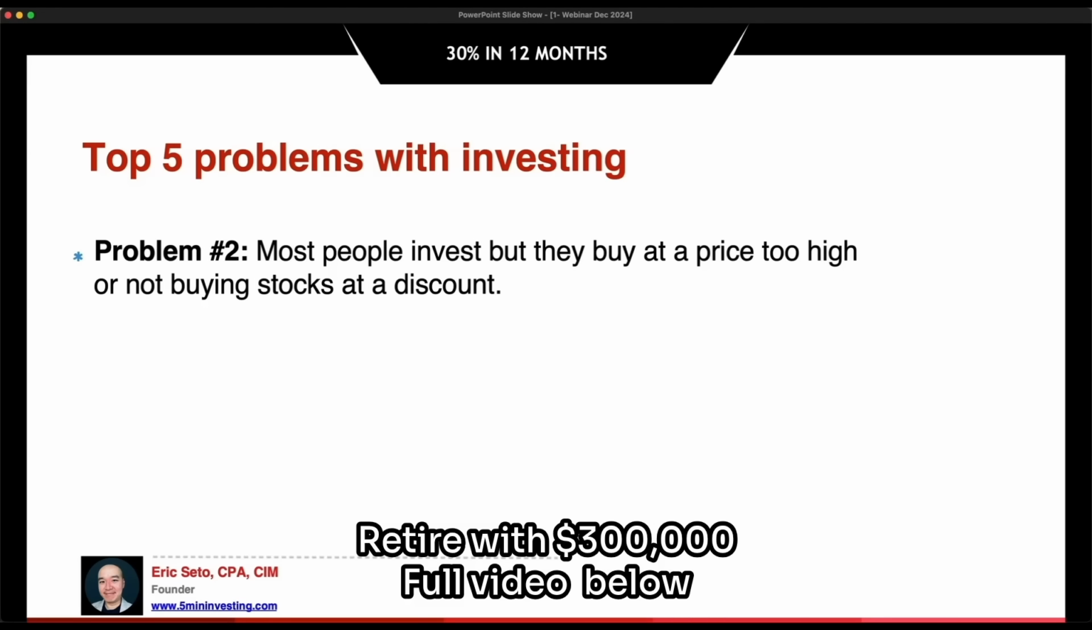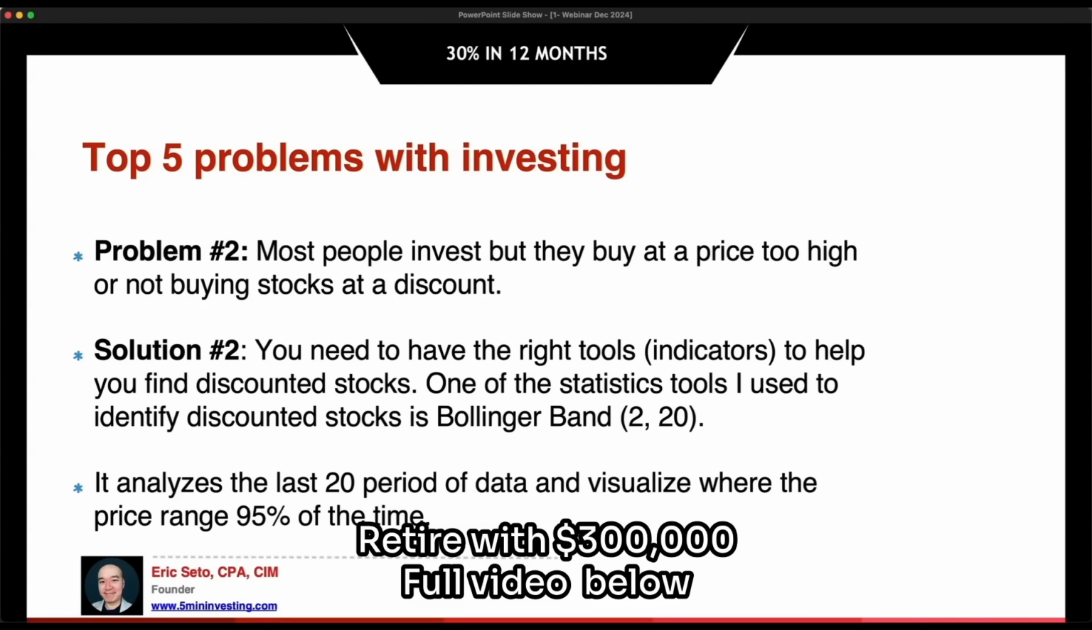Now, number 2, most people invest, but they buy at a price that is too high or not buying stocks at a discount. You need to have the right tools, basically indicators, to help you find discounted stocks. And that is really the principle for long-term investing, is to buy low, sell high. And one of the statistical tools I use to identify discounted stock is Bollinger Band 2,20. So if you don't know what that means, that is the parameter for this indicator, which I'll go over on how to set it up later on in this webinar.